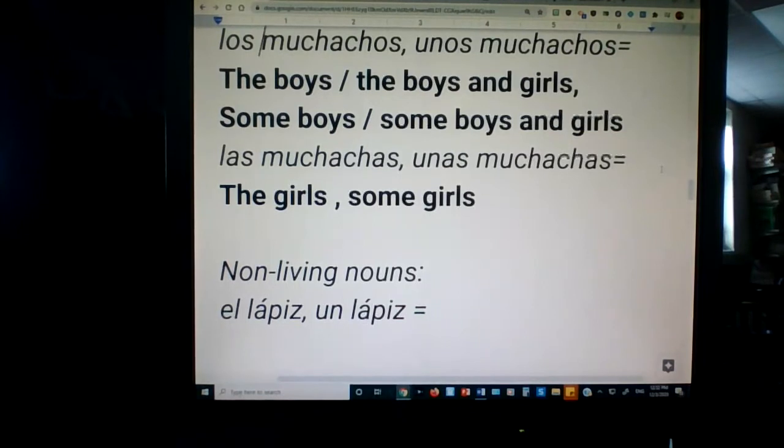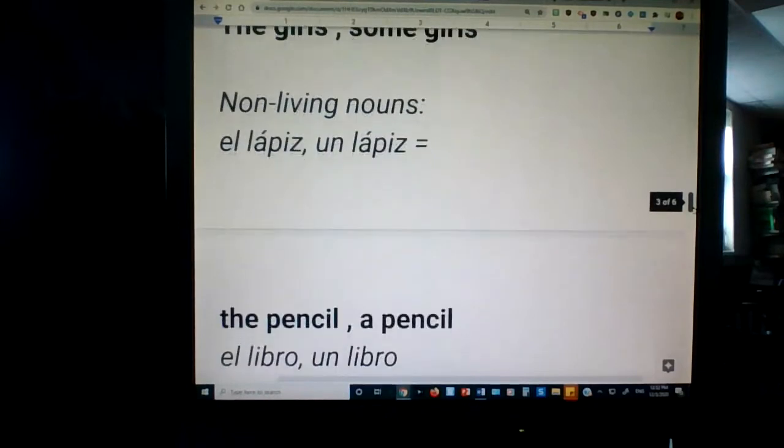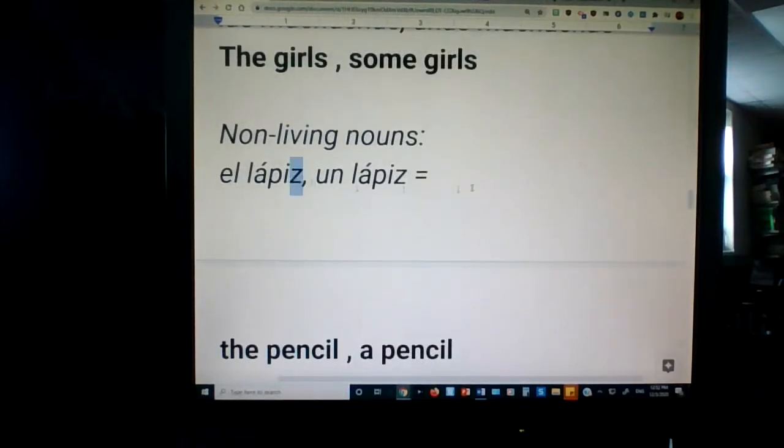A pencil. Lápiz is a pencil. So what do you think el lápiz means? There we go. Habon, the pencil. Okay, what is un lápiz? A pencil. Yes. Now, this does not end with the letter O. So not all nouns in Spanish end with the letter O.